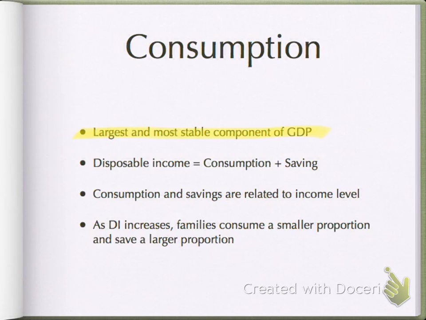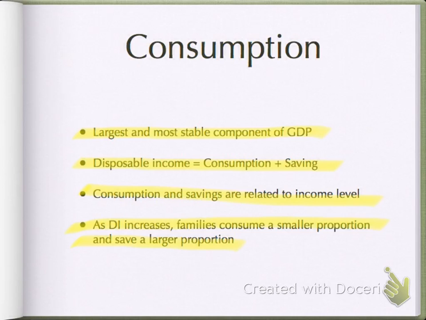We don't have taxes here. Disposable income equals consumption plus saving. Well, disposable meaning after taxes, so it's consumption plus saving. Consumption and savings are related to the income level, and DI stands for disposable income. So you'd say as disposable income increases, families consume a smaller portion and save a larger portion.